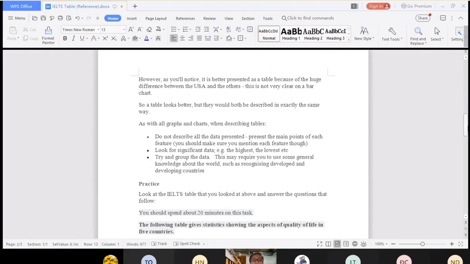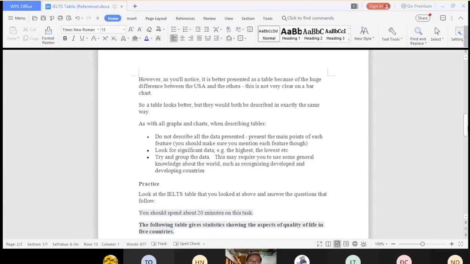Now take a look at this one. However, as you notice, it is better presented as a table because of the huge difference between the USA and the others. This is not very clear on a bar chart, so a table will provide you with a clearer visual illustration, right? So a table looks better, but they would both be described in exactly the same way.